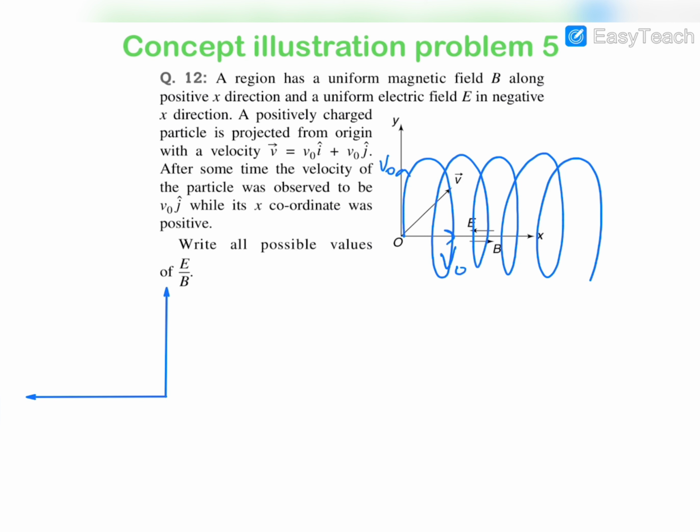And we know that initially the magnetic force will be acting on the particle towards minus z. You can see that velocity is along y direction and magnetic field is along x direction. So the force initially will be acting towards minus z. So this is y, this is z, and this is minus z. So this particle was initially going with velocity v naught towards y direction.